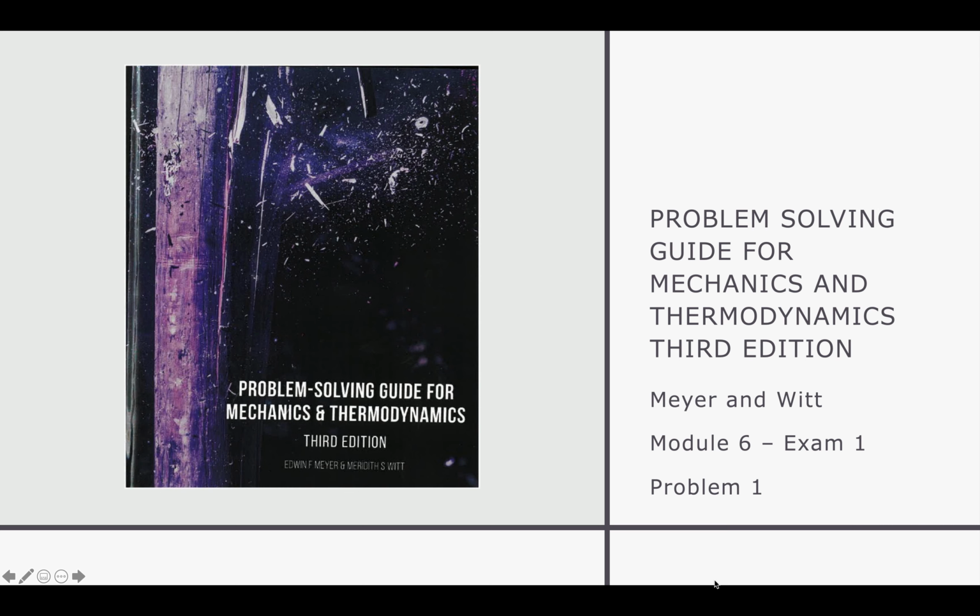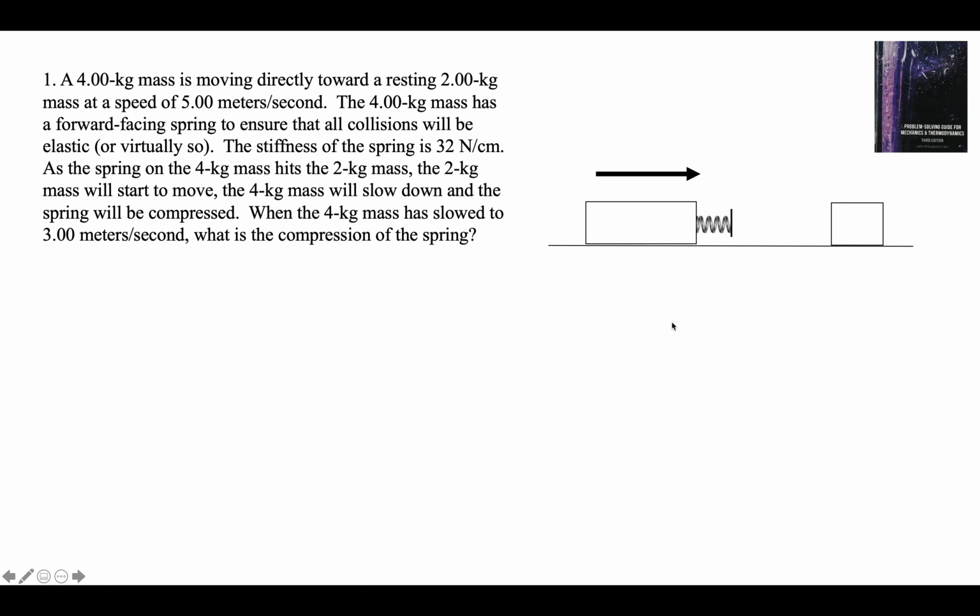This is problem 1 of exam 1 in module 6 from the book Problem Solving Guide for Mechanics and Thermodynamics. Problem 1, we have a 4 kilogram mass moving at 5 meters per second towards a 2 kilogram mass.